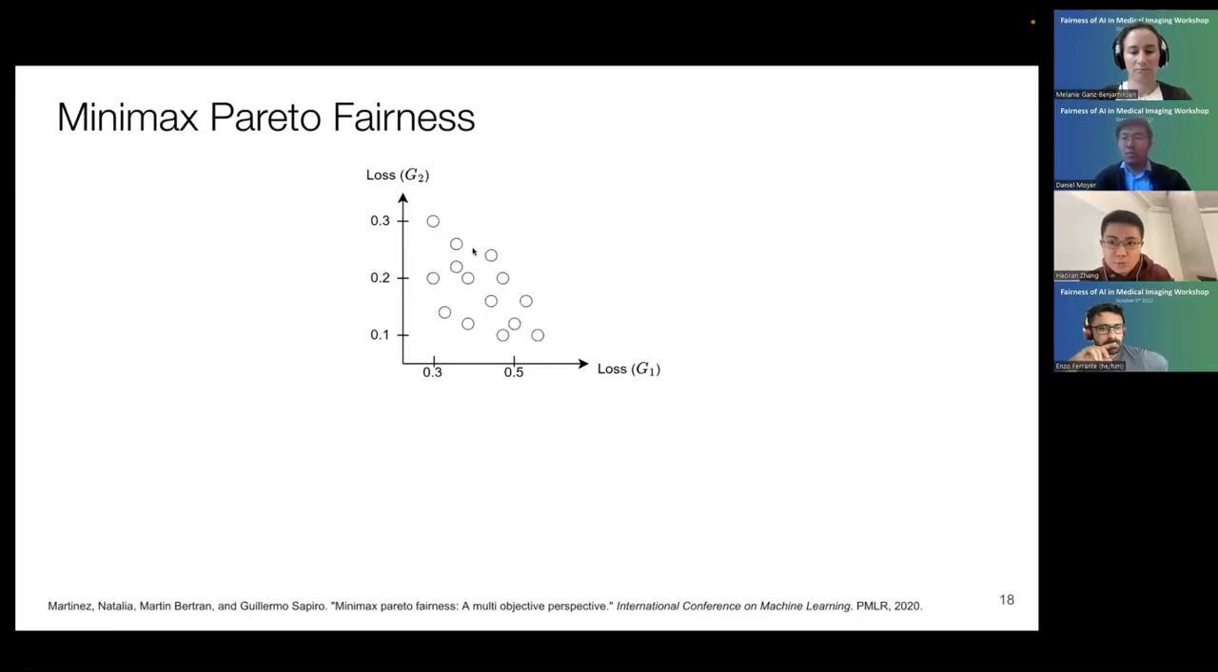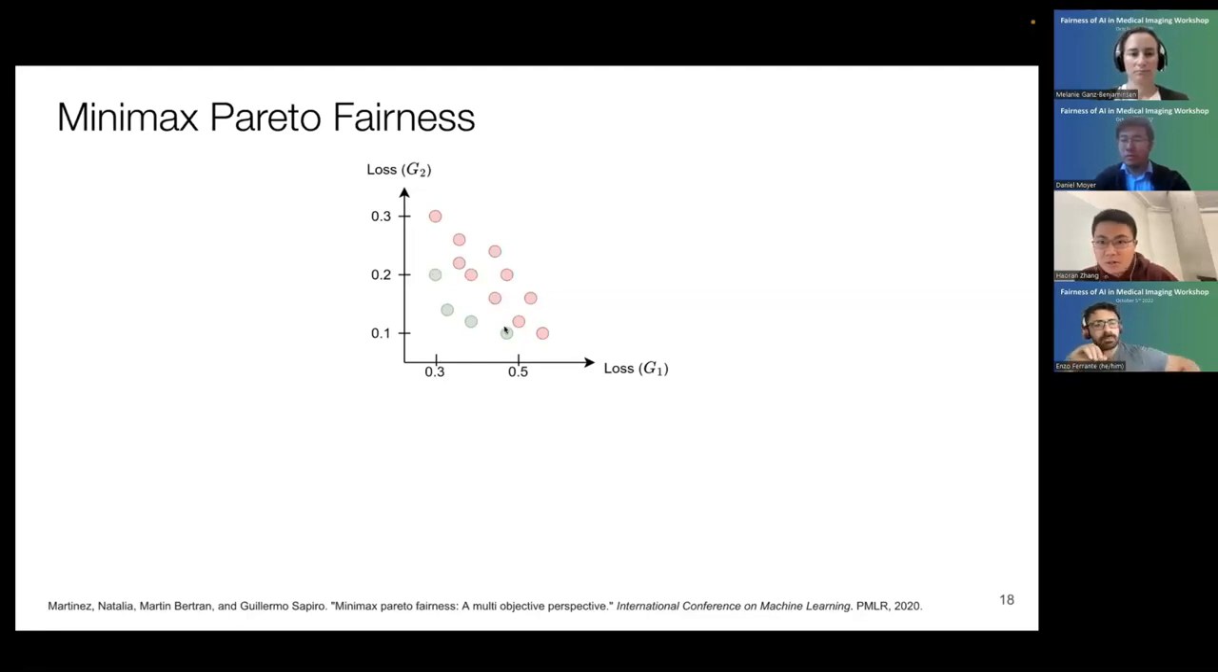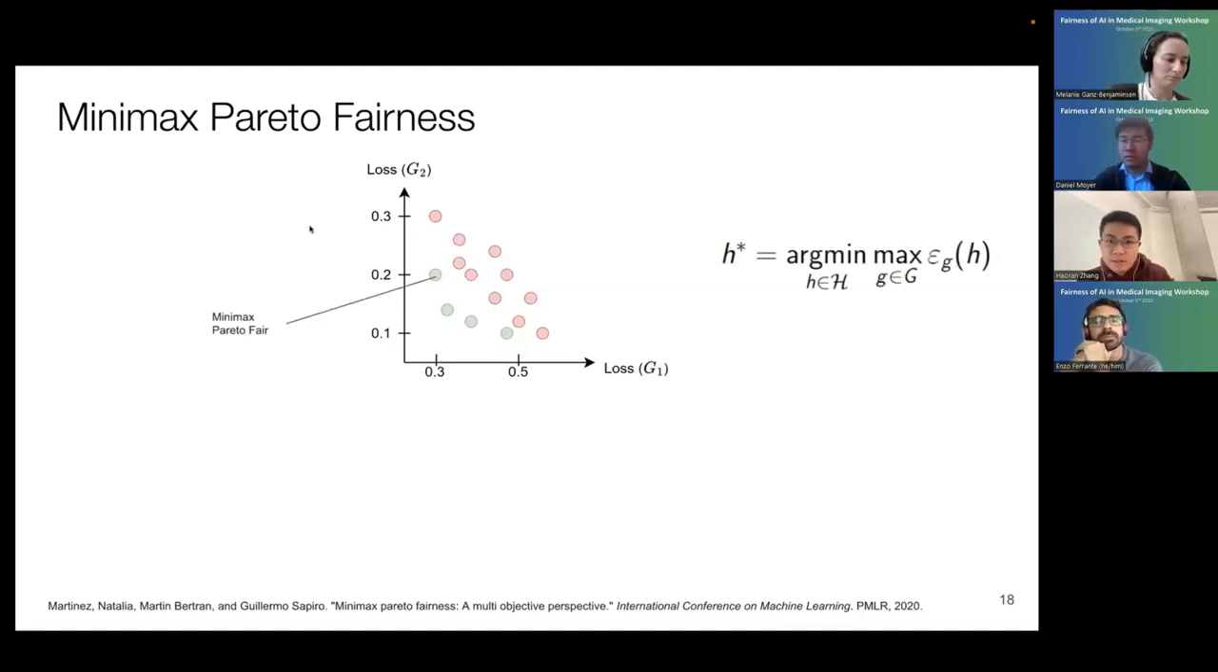We say a model is Pareto optimal if you cannot improve its performance for one group without making another group worse. Again, we cannot improve performance for one group without making another group worse. So we're leaving no extra performance on the table. Here the models shown in green are Pareto optimal and the ones shown in red are not. Okay. And minimax Pareto fairness says we select, out of all the Pareto optimal models, the one that has the lowest worst group loss, the minimum maximum loss. Here 0.2 is that value, and so we select this model.